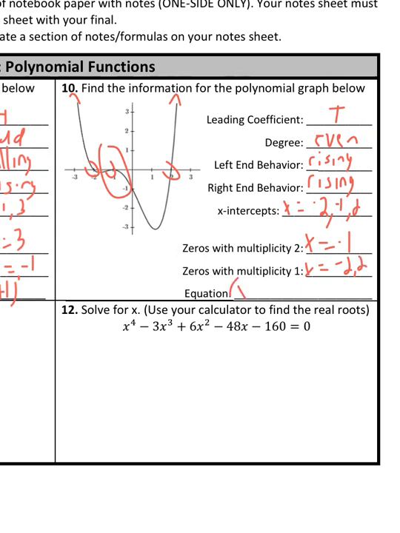So the multiplicity of 2, remember we changed the -1 to a +1, and that'd be squared. The other x equals -2 becomes x plus 2 and x minus 2.